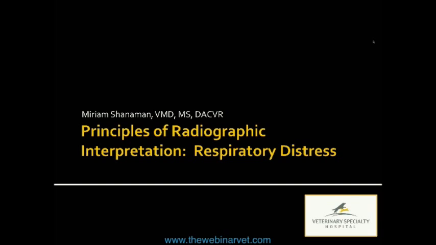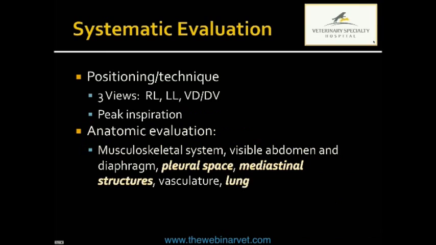So similar to abdominal radiographs, we want to be extremely systematic when we're going through our thoracic radiographs. The standard is always to take a 3-view thoracic series: right lateral, left lateral, and then either a ventrodorsal or dorsoventral view, depending on the patient's tolerance for positioning and perhaps whether or not you're evaluating cardiac structures and that type of thing.